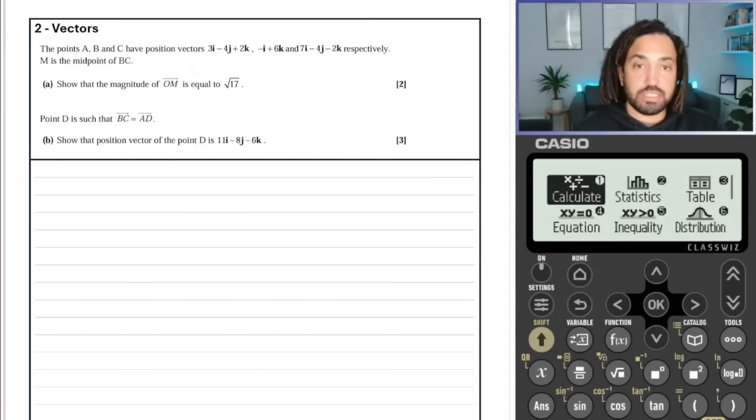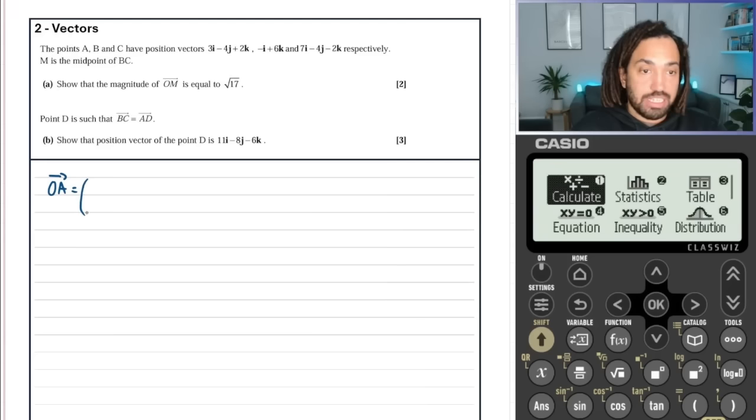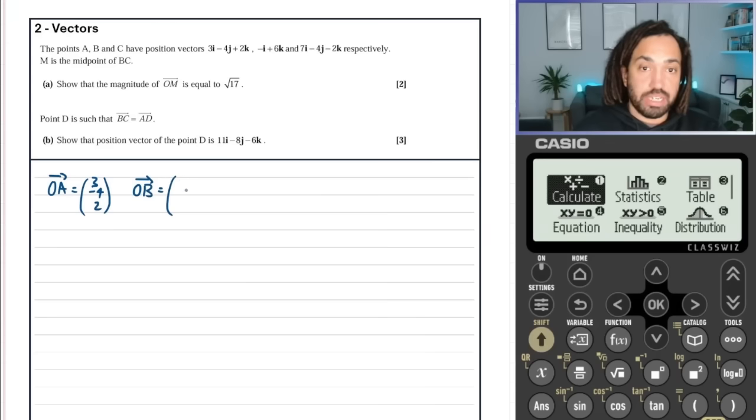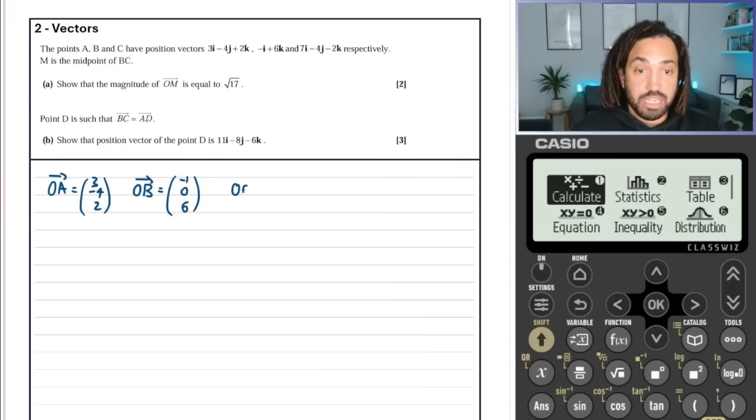Okay, we've got vectors, and we're going to start off actually by just writing out each of the vectors as columns, because I know that a lot of students don't like using the i's and j's. So I'll do this. So we're going to get, and be careful with this one because there's no j components. We've got to put the 0 in the middle to represent no j. And then OC is going to be 7, minus 4, minus 2.